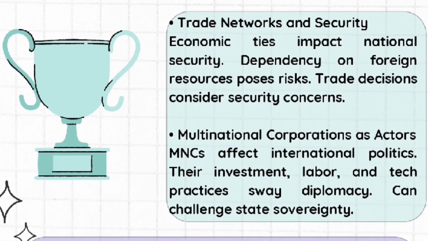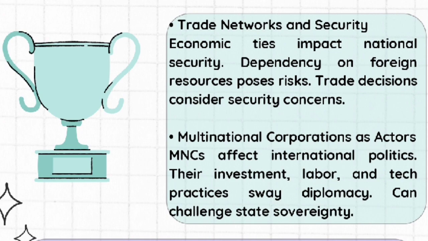The next point is trade networks and security. Economic relationships often have security implications. For example, dependency on a foreign power for critical resources can be a significant security risk. Hence, political decisions regarding trade partnerships and domestic economic policies are made with an eye to national security.